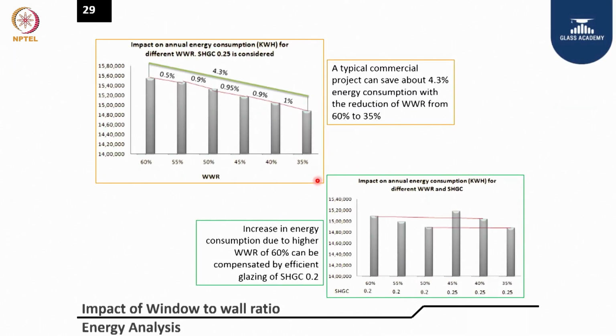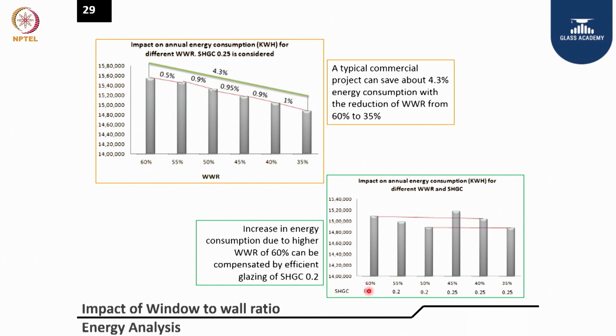This is a very interesting slide in terms of how the solar heat gain coefficient has an impact on your HVAC kilowatt hour consumption, the overall energy. I'll straight away come here. This is 60% window to wall ratio. I went with 0.2 SHGC. This is the best glass available.